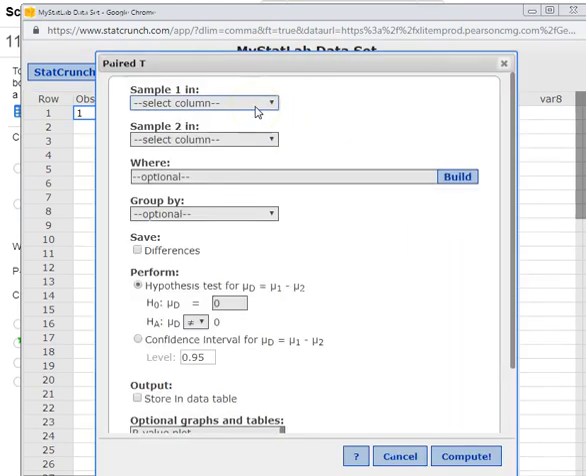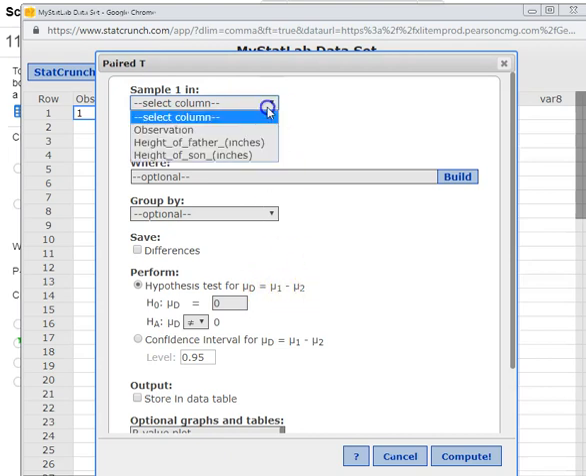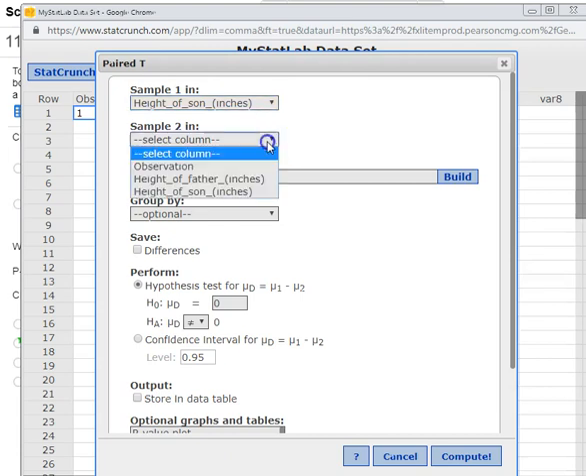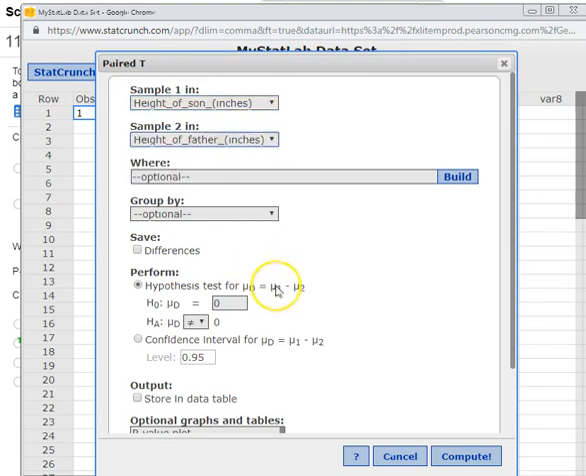Now, we want to remember we're doing this subtraction of the son minus the father. So we want the height of the son to be sample 1 and the height of the father sample 2, so that it matches up with what we're seeing here in StatCrunch. And we're looking for the greater than as our alternative.